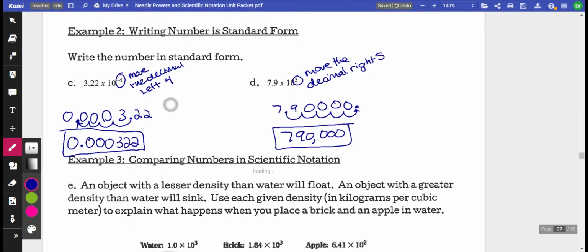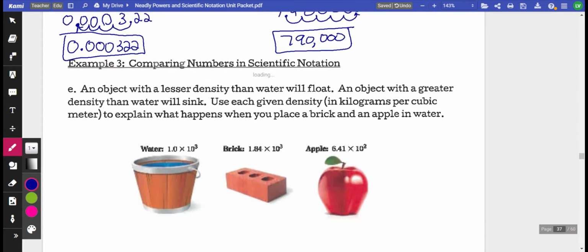All right, example 3, comparing numbers in scientific notation. So far we've learned if a number is in scientific notation, the factor is between 1 and 10, could equal 1, but has to be less than 10. We've learned if it has a positive exponent, you move the decimal to the right. If it has a negative exponent, you move it to the left. So we're going to take all of that knowledge and try it with letter E.